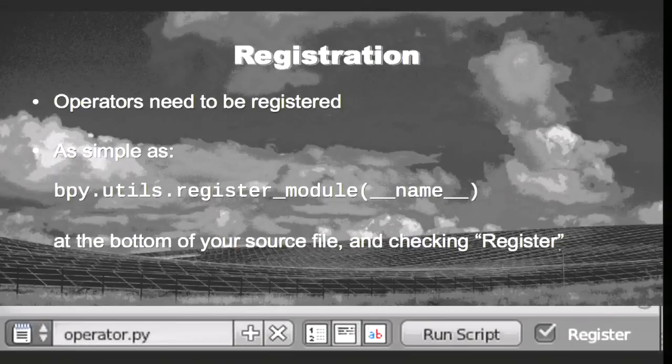And then you need to register it as well, which is one line at the bottom of your code. And if you check the register box at the bottom of your script window, it will automatically run your code and then see the register line and register everything. So you can make it register your own operator when it starts Blender. And we'll do the same thing for the user interface. So every time you open the file, everything's built up for you. You don't have to click all the run script buttons by hand.